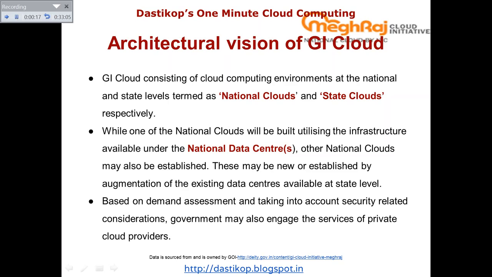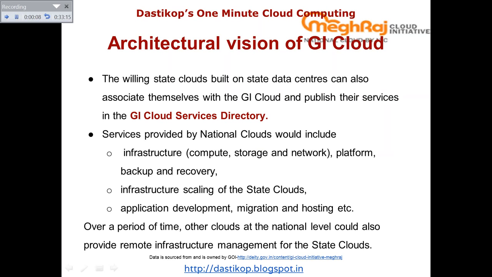And we will have what is known as the Government of India Cloud Service Directory, which is like a telephone directory, where there will be a list of services available. For example, if you want to buy some infrastructure, then there will be a policy available, pricing available, funding available, and also the way a state can use that can be accessed. For example, it could be infrastructure, it could be scaling of the state clouds.